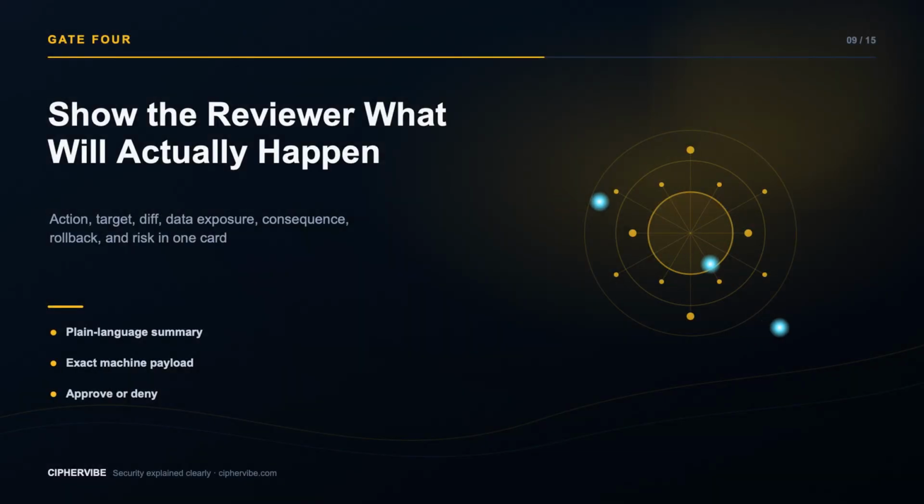The approval card shows both a plain language summary and the exact machine payload. Highlight the target, changed fields, recipients, sensitive data, expected side effects, reversibility, and risk level. Never hide critical arguments behind an expandable drawer. The reviewer should understand the consequence without trusting the agent's explanation of its own request.